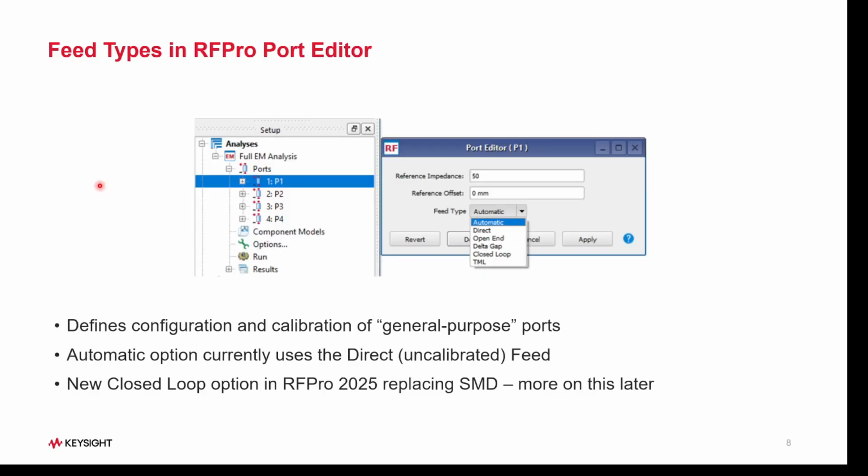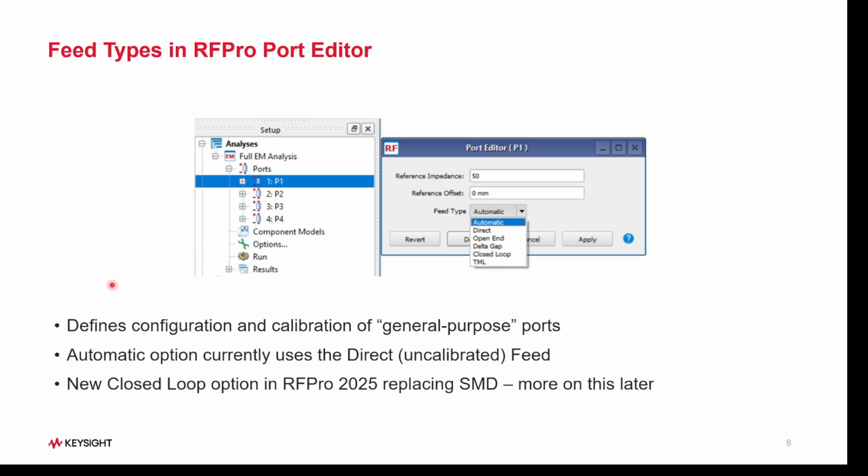So let's take a look at what calibration or feed types we have available in RF Pro. There are two places where we have access to these different feeds. There's the uncalibrated feed, which is direct, and then the calibrated feeds, which are the others you see in the list there. They're available in the port setup, under the analysis. By opening this port editor, you have access to the selection of the different options.